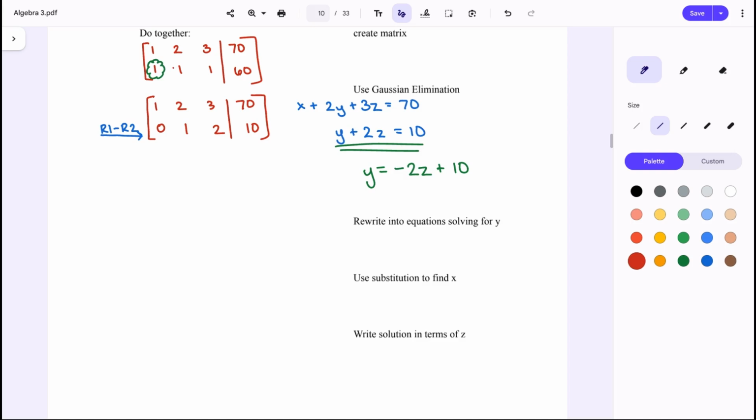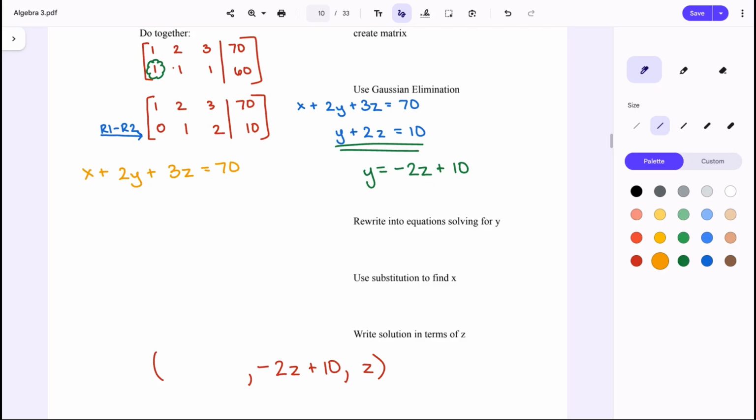Here's what I'm also going to do at the very bottom. I'm going to fill in my answer. So my y is going to be replaced with negative 2z plus 10. And my z term is just going to be z. I'm still missing my x, so I've got to fill that in yet over here. I'm going to leave a little space there. So now let's do that with this top equation. This top one, I'm going to write, again, x plus 2y plus 3z equals 70.